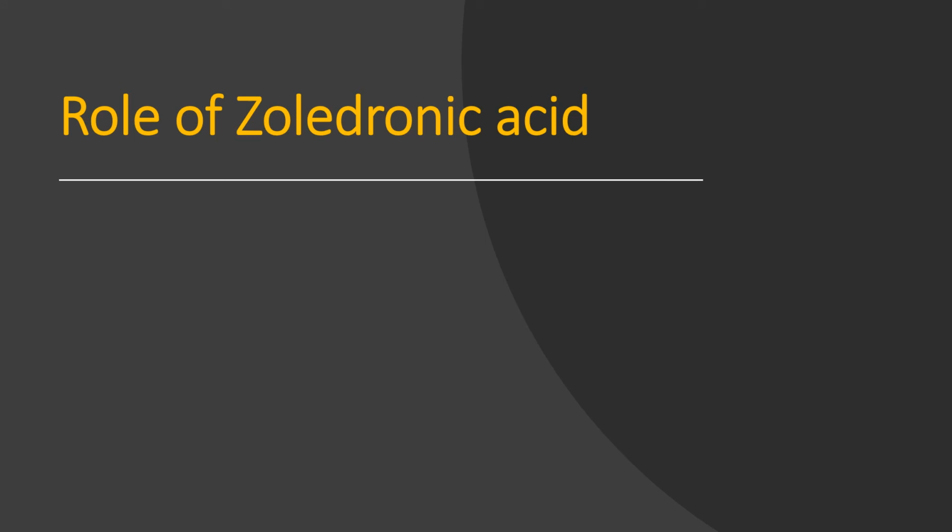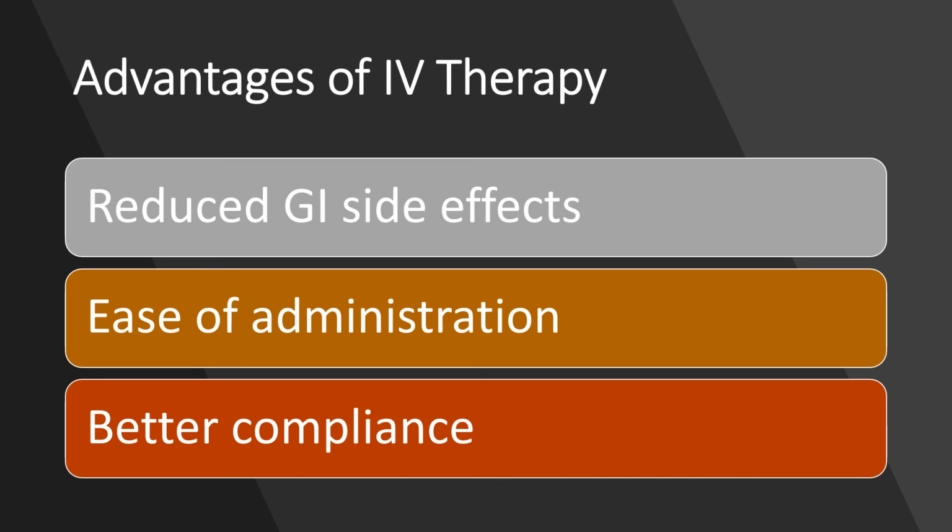Now, a few words about zoledronic acid, which is an IV bisphosphonate. The advantages of IV bisphosphonate are that they reduce the gastric irritation and side effects. Ease of administration: you only have to give a single shot of zoledronic acid over a time period of 20 to 30 minutes once a year.